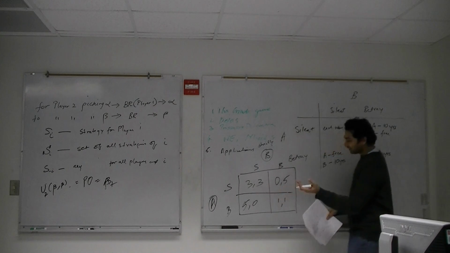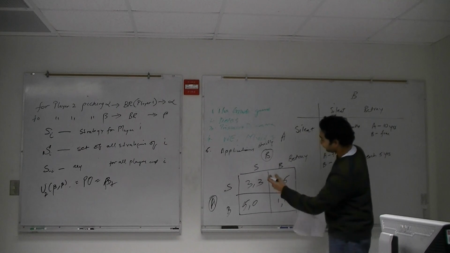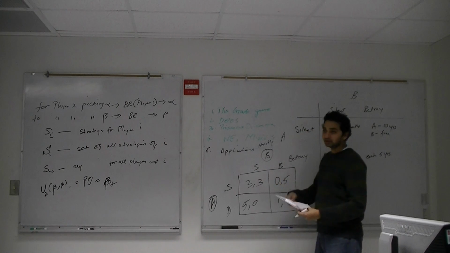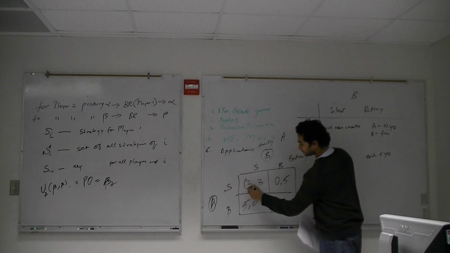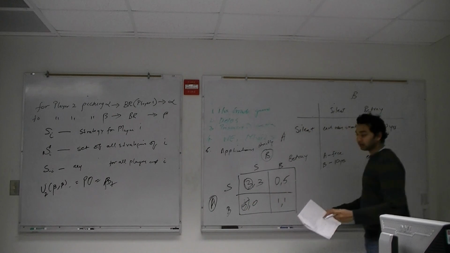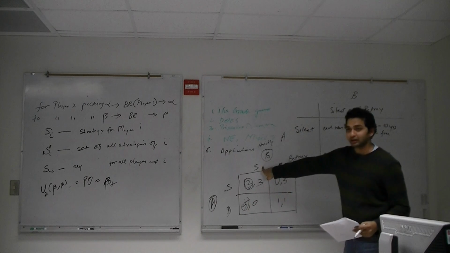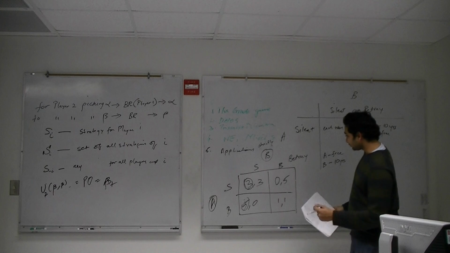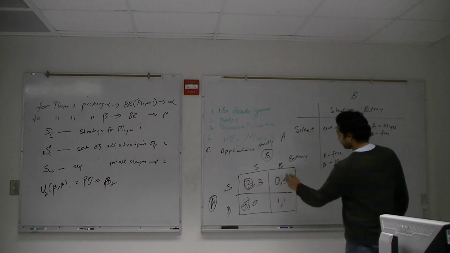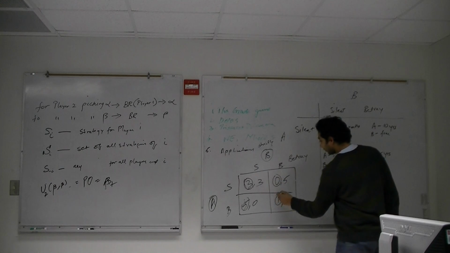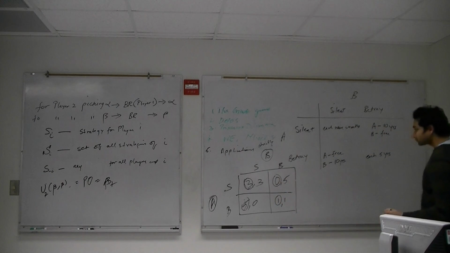Okay, so let's just check. If player 2 chooses silent, okay, I either get a payoff of 3 or I get a payoff of 5, right? If he chooses silent. But if he chooses betray, right, I get a payoff of 0 or I get a payoff of 1. Right?